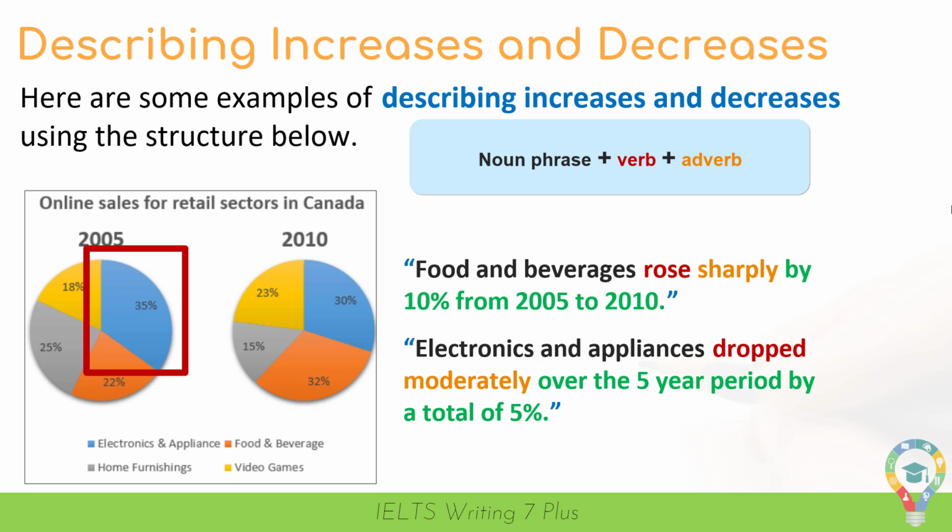Okay, so another way of describing trends, increases and decreases. And you're going to need to show a range of structures to really get to those higher band scores in IELTS Writing Task 1 and Task 2 as well. Okay, so over to you.